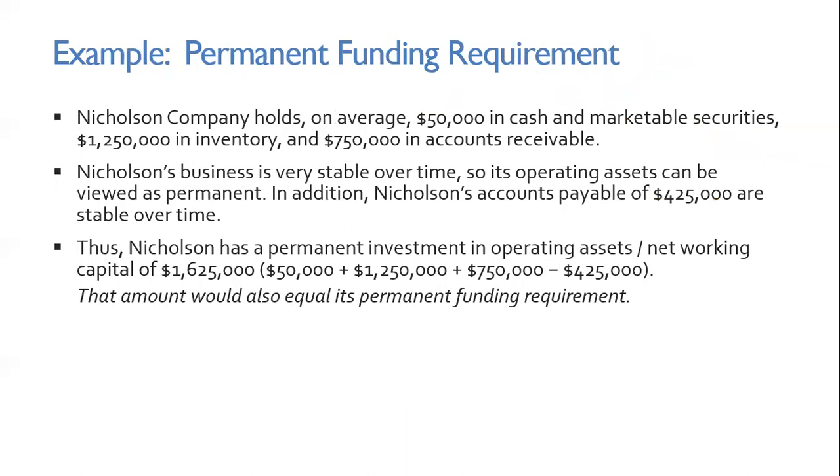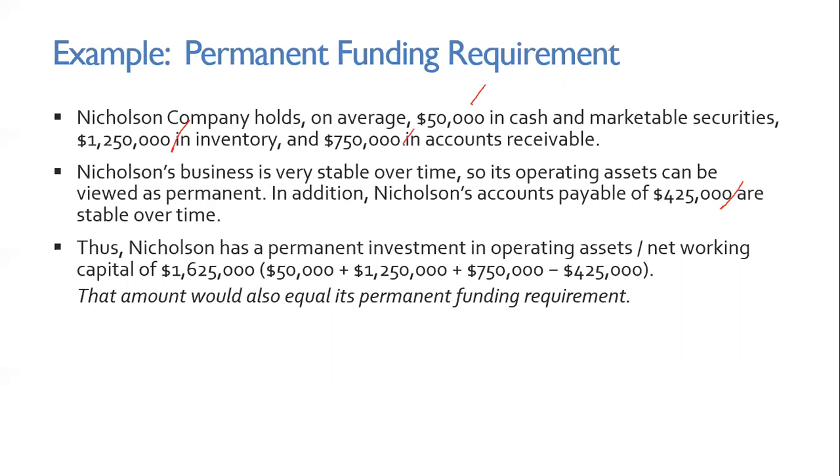So this company holds an average of 50,000 in cash, 1.25 million in inventories, and 750,000 in accounts receivables. The business is very stable over time, so its operating assets can be viewed as permanent. Nicholson also has accounts payable of 425,000 that is stable over time. So therefore, Nicholson has permanent investment in working capital.